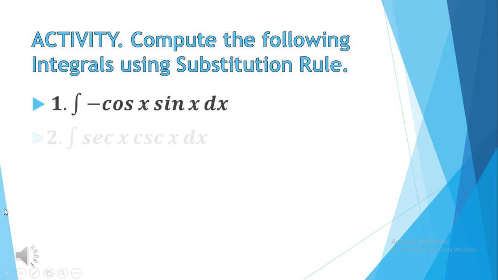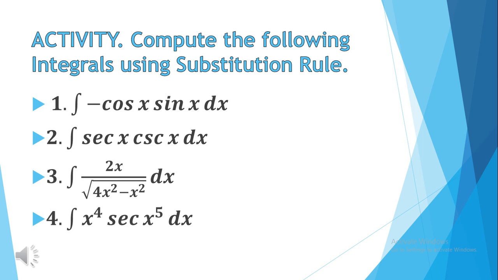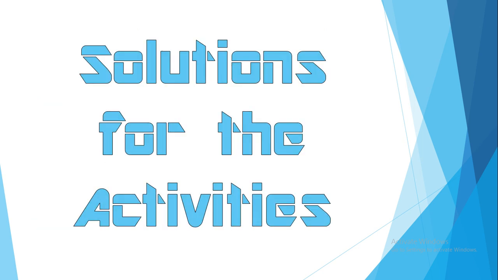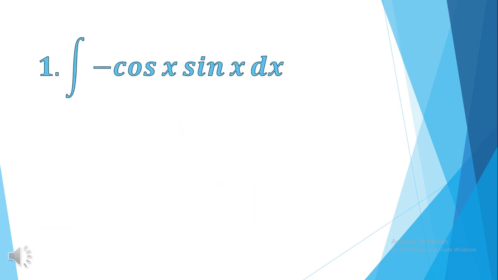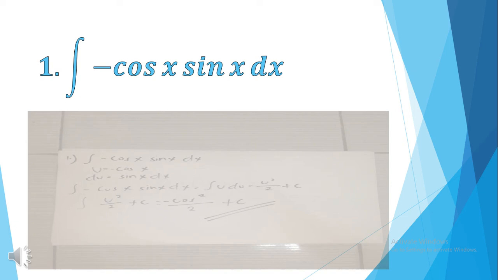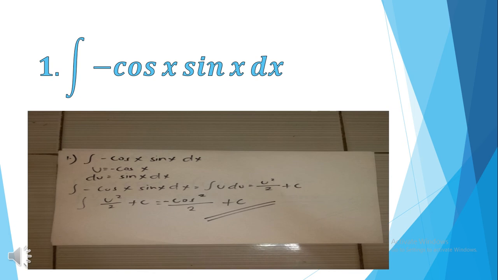Activity. Compute the following integrals using the substitution rule. Number 1. Integral of negative cosine x sine x dx. First, we need to find the u and the du. So our u is equal to negative cosine x and our du is equal to sine x dx. So the integral of negative cosine x sine x dx is equal to the integral of u du, which is u squared over 2 plus c.